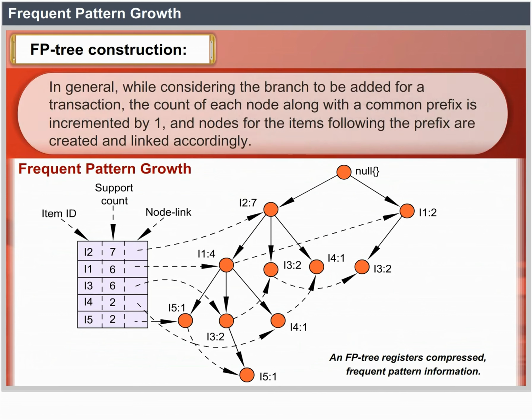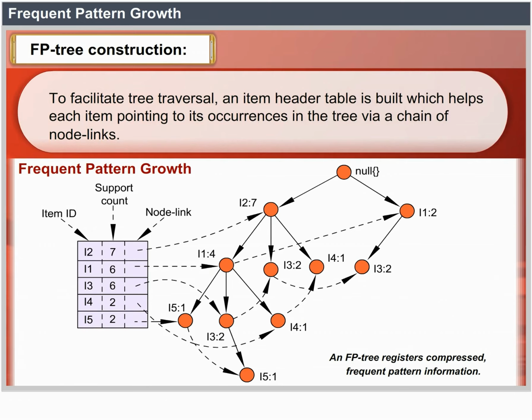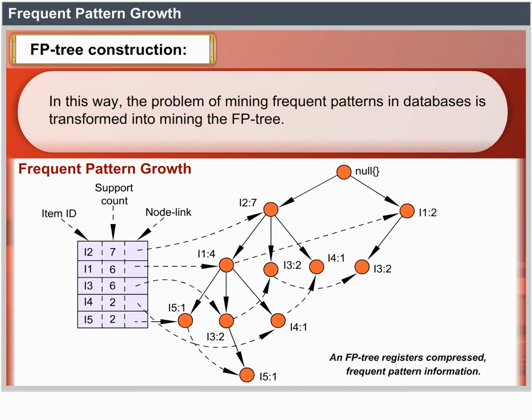In general, when considering the branch to be added for a transaction, the count of each node along a common prefix is incremented by 1, and nodes for the items following the prefix are created and linked accordingly. To facilitate tree traversal, an item header table is built so that each item points to its occurrences in the tree via a chain of node links. In this way, the problem of mining frequent patterns in databases is transformed into that of mining the FP tree.